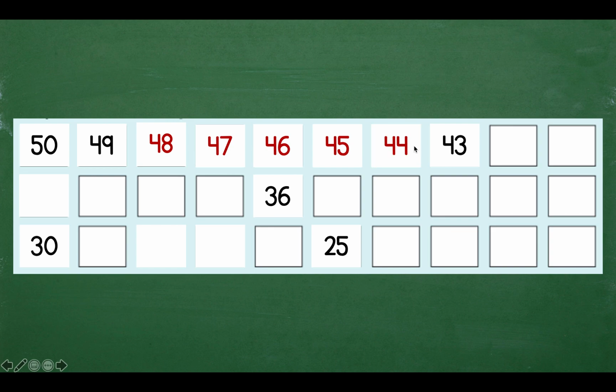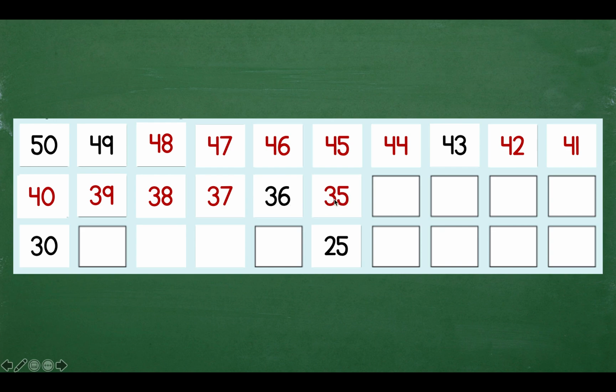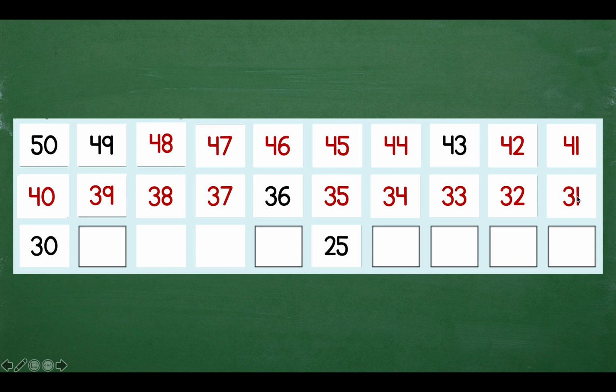45, 44, 43, 42, 41. Now, what number comes before 41? 40, 39, 38, 37, 36, 35, 34, 33, 32, 31. Now we're at 30.